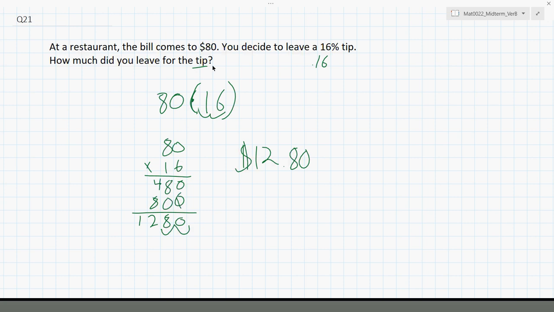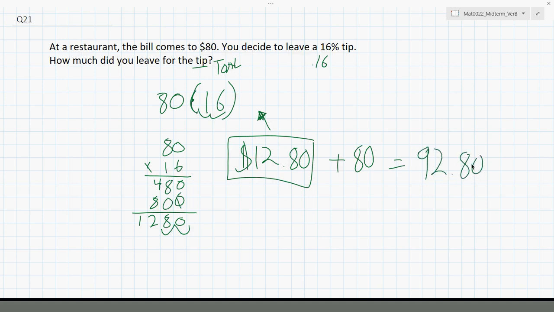Now, if they said total, if they wanted the total number, you just add that with 80, even though this was our answer for this one. That would be $92.80 in total. But that's just for the total. You have to remember, read the question. It's very important to know what the question asks.